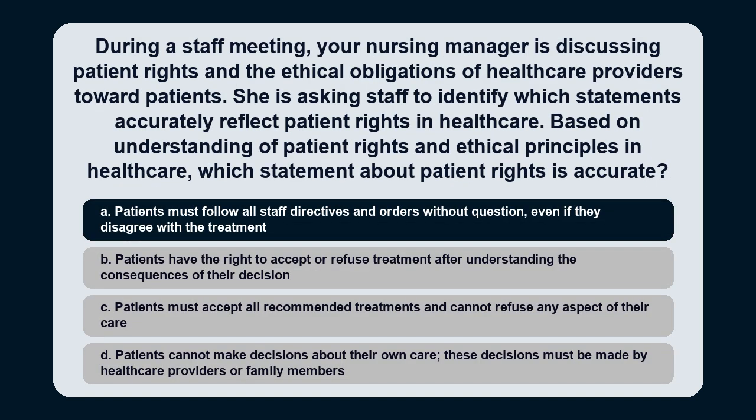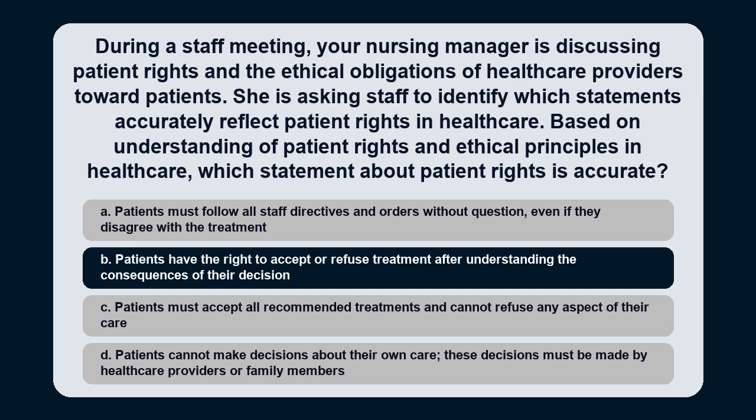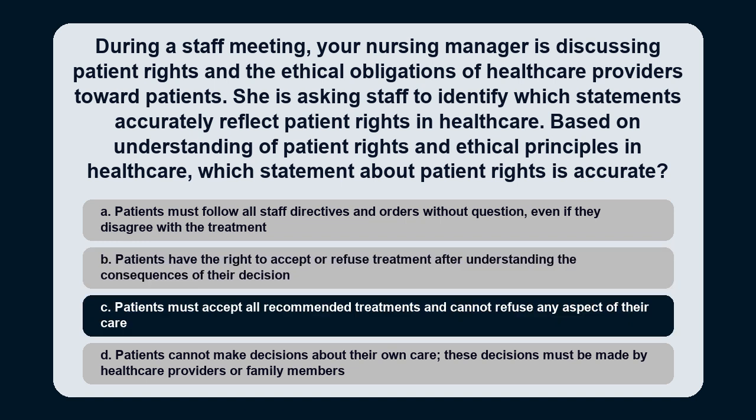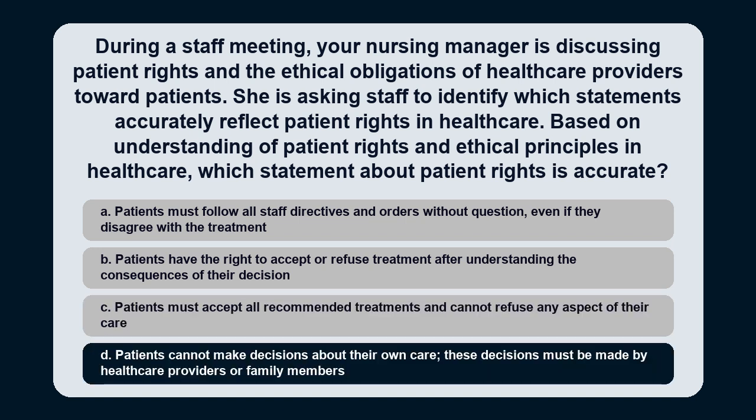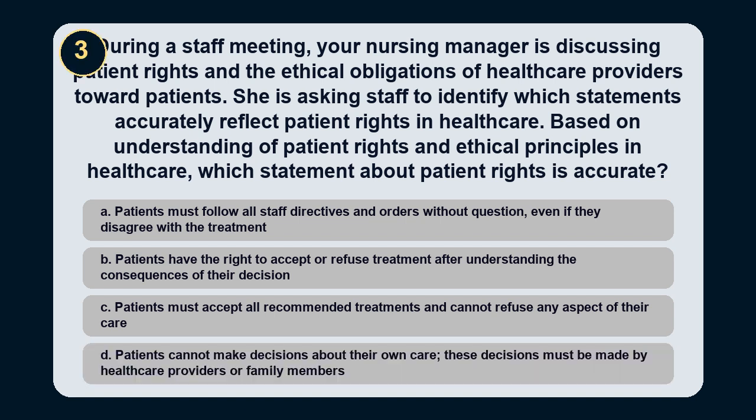Option A. Patients must follow all staff directives and orders without question, even if they disagree with the treatment. Option B. Patients have the right to accept or refuse treatment after understanding the consequences of their decision. Option C. Patients must accept all recommended treatments and cannot refuse any aspect of their care. Option D. Patients cannot make decisions about their own care. These decisions must be made by healthcare providers or family members.